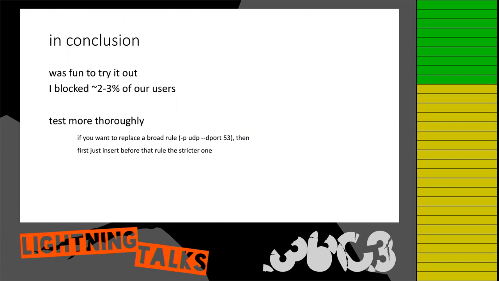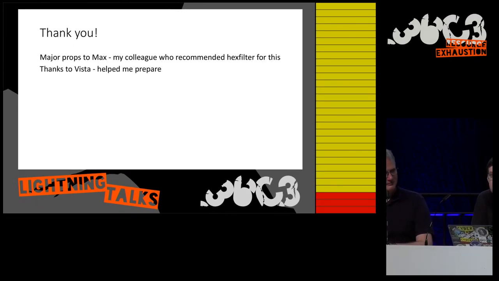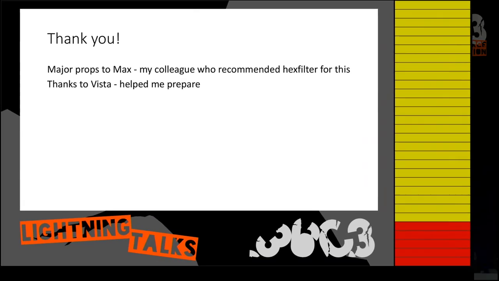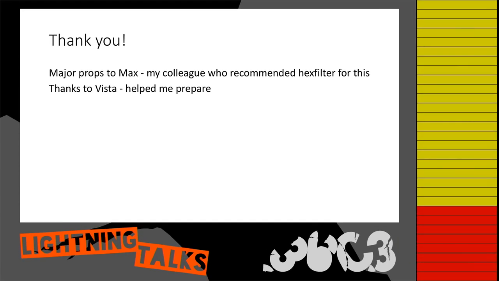The takeaway is that we must test more thoroughly if we introduce stricter IP tables rules. You can do that by inserting it before the existing one, do some logging, whatever you want. Thank you for your attention, and major props to Max, my colleague, who recommended HexFilter, and thanks to Vista from NOC, who helped me prepare.